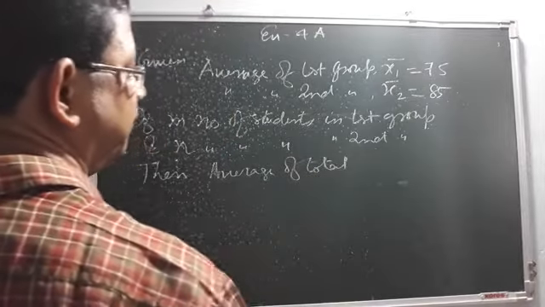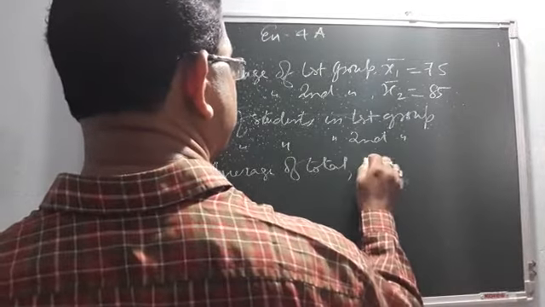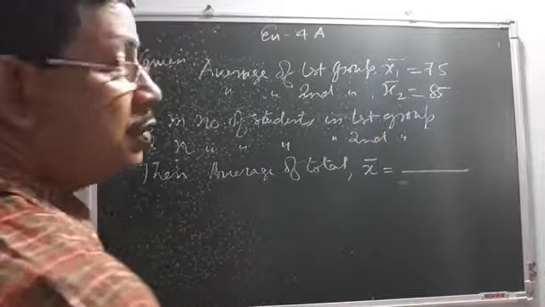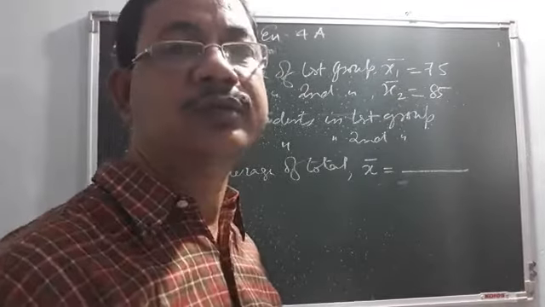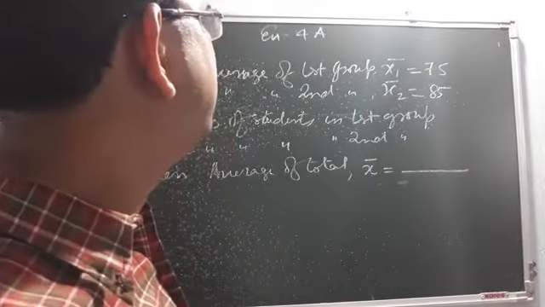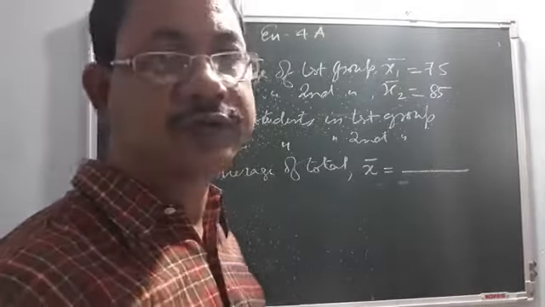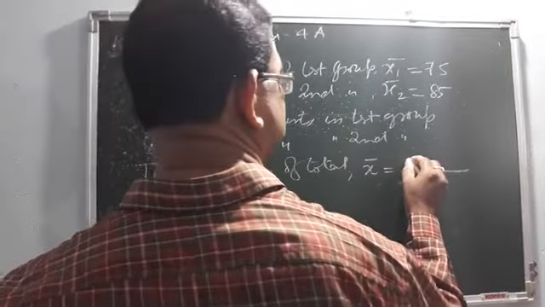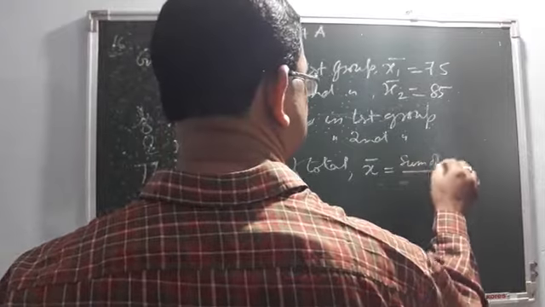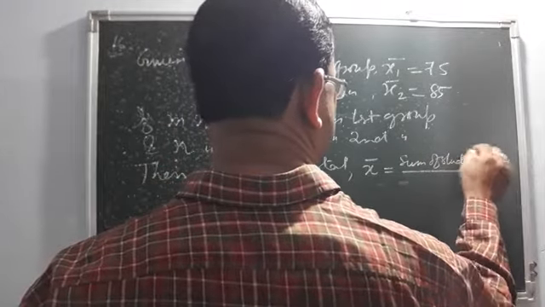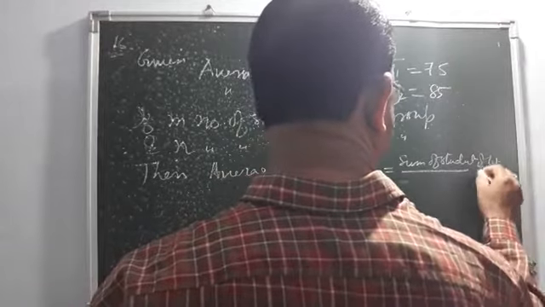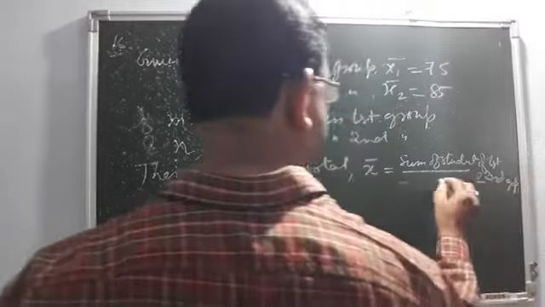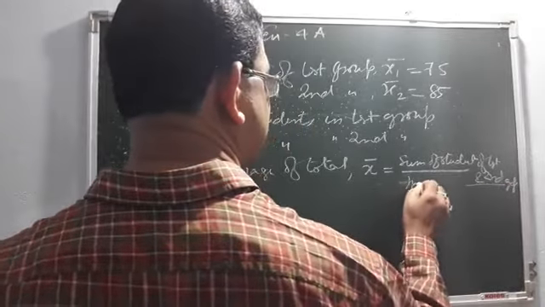Suppose I take the total average as x bar. Then here you see, this x bar means the sum of all the students divided by the number of students. So here we can write the sum of students of the first and second group divided by the total number of students, m plus n.